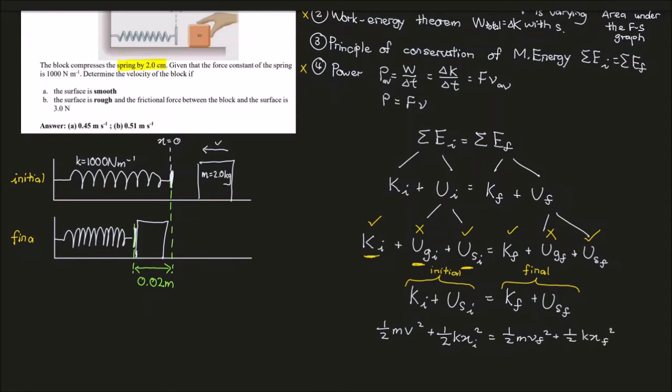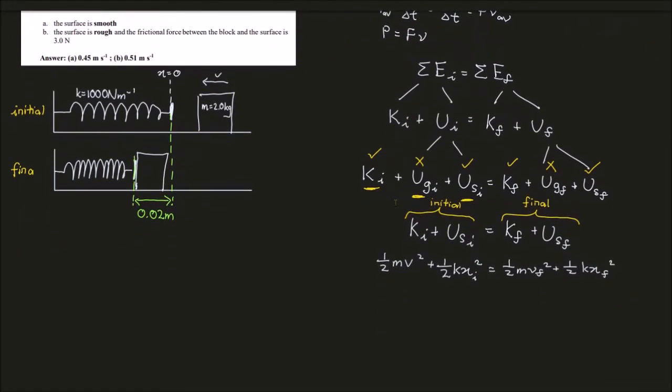Okay, so it's about time for us to do a bit of substitution. So half, then the mass is 2 kg. Everything I refer to the diagram. When I extract my value, I refer to the diagram. V, I'm not sure. That's what I want to find. Then half K, which is 1000.